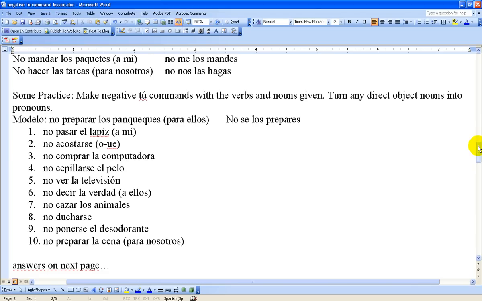Alright, so that's some practice for you and an example. What I want you to do is make some negative tú commands with the verbs and nouns given. Turn any direct object nouns into pronouns. Model: Don't prepare the pancakes for them. So I have 2 pronouns here. I have for them, which is going to change to les. Then the pancakes will change to los. We'll switch the order of those and have les and los, but remember you can't have the 2 L ones together. So I'm going to change the les to se. And then I'm going to do the preparar, since it's a negative tú command, the opposite ending with an S on it. No se los prepares.